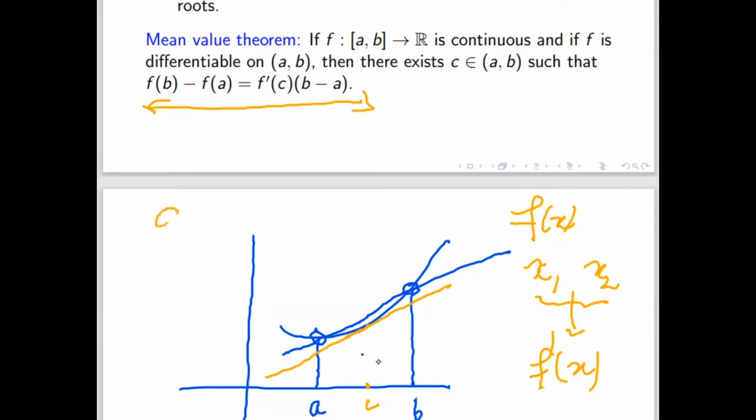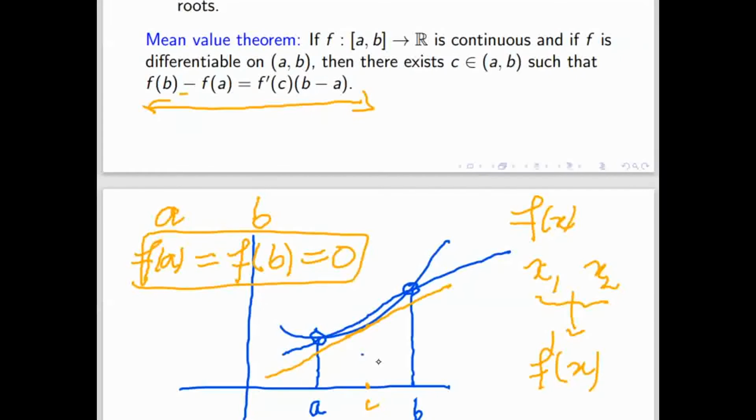See, suppose there are 2 roots a and b. If a and b are roots of the function, then f of a and f of b will be equal to 0 because these are roots. So if you put it here, the right hand side will be 0, and this will give f dash c will be 0 because a and b are distinct roots. So this b minus a is non-zero. So the mean value theorem will give f dash c is 0. F dash c 0 means there is a root of the derivative in between the roots a and b.